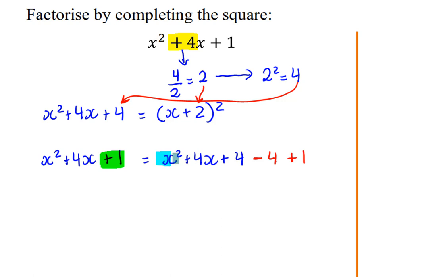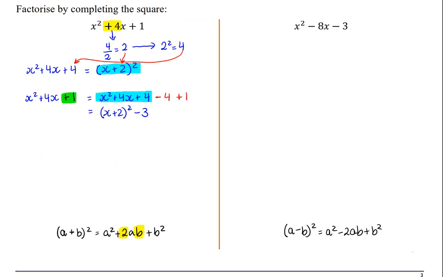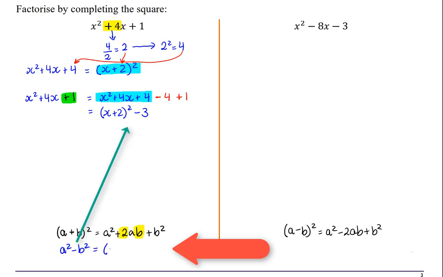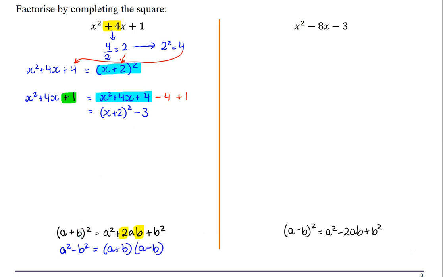What I want to do now is I want to replace what I know I can factorise. So that x squared plus 4x plus 4 is x plus 2 all squared. And then the negative 4 plus 1 is negative 3. Now I have a difference of perfect squares. Remember the formula a squared minus b squared equals a plus b, a minus b. I have two perfect squares and I have a minus in the middle. Right? So I can use this formula to factorise further.